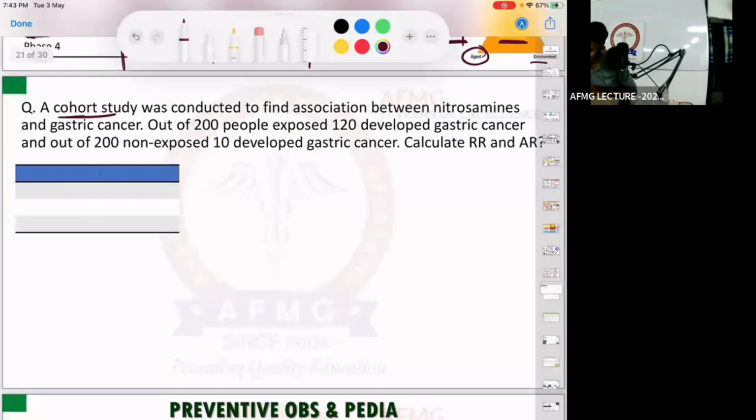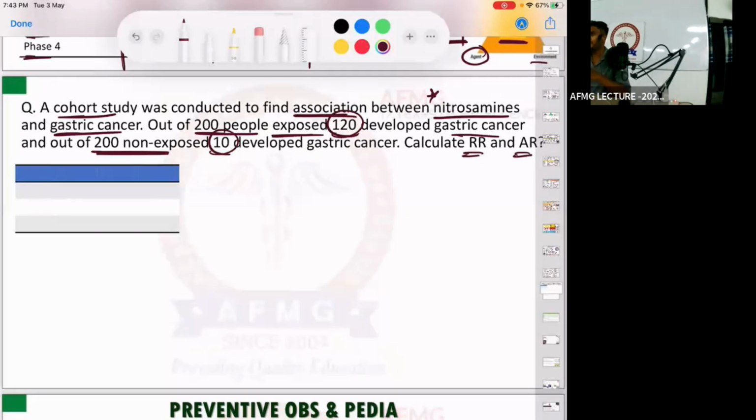A cohort study was conducted to find association between nitrosamines and gastric cancer. I hope all of you are quite aware that refrigerated foods or fermented foods have a high amount of nitrosamines, and they can lead to gastric cancer, more prevalent in the country of Japan. Okay? Out of 200 people exposed, 120 developed gastric cancer. Out of 200 non-exposed population, 10 developed gastric cancer. Calculate the relative risk and attributable risk.